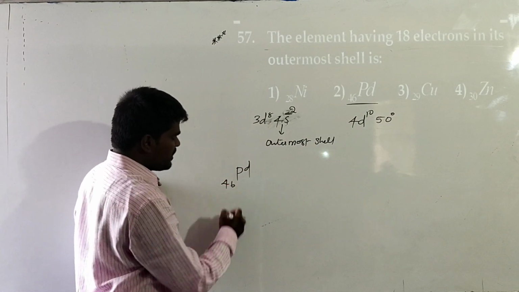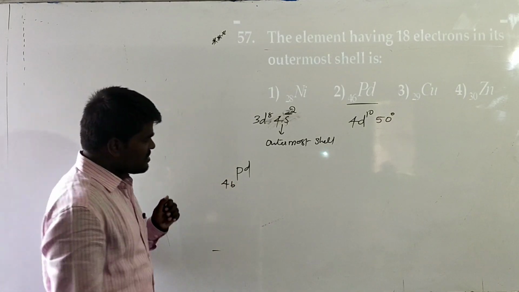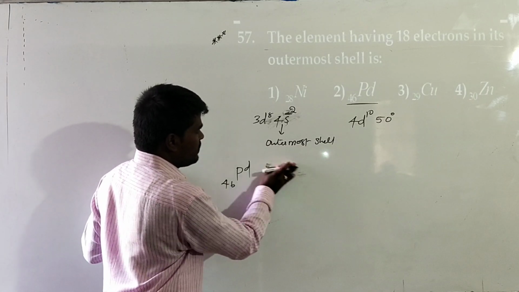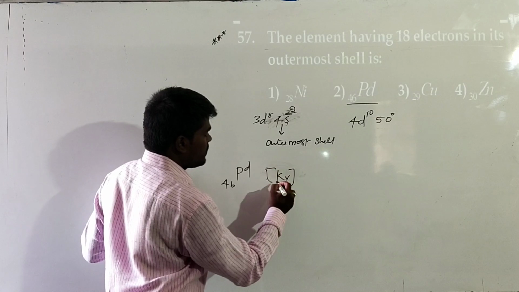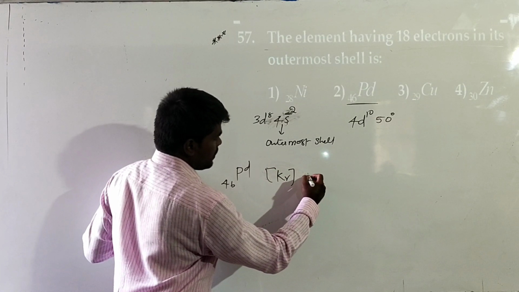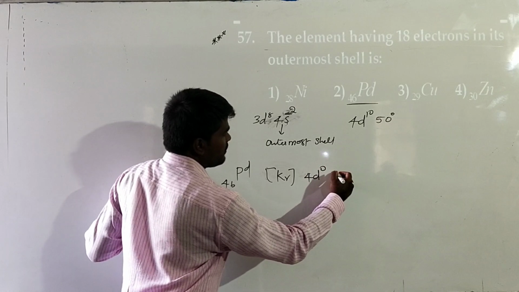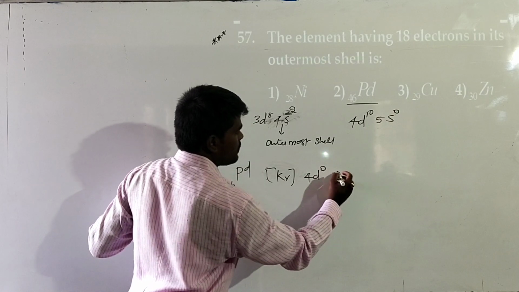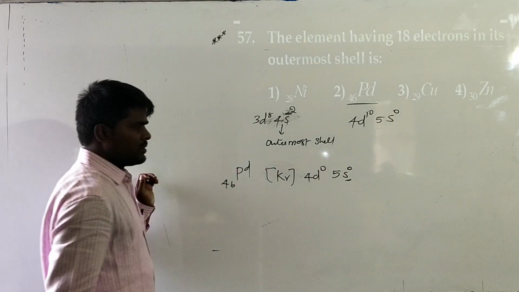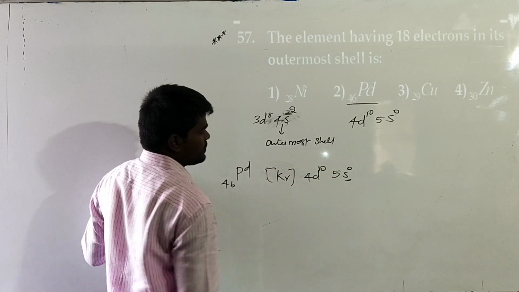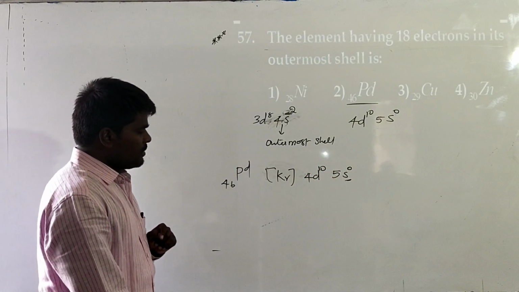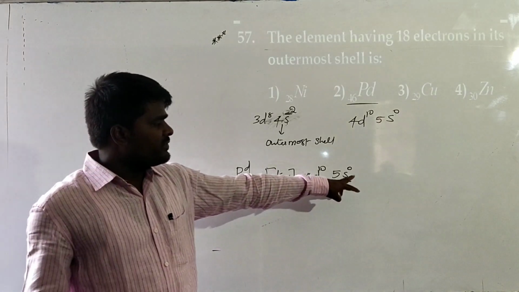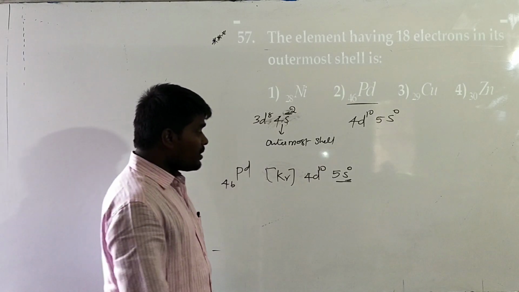If you want to write the complete electronic configuration of palladium, its atomic number is 46 and its electronic configuration will be krypton 4d10 5s0. Now what is the last shell here? The fifth shell. Is there any electron in the fifth shell? Zero. So what becomes the valence shell?